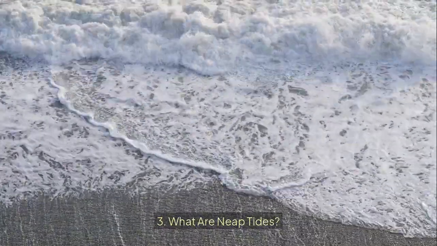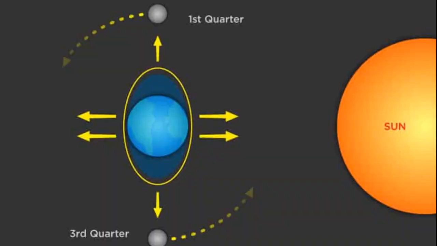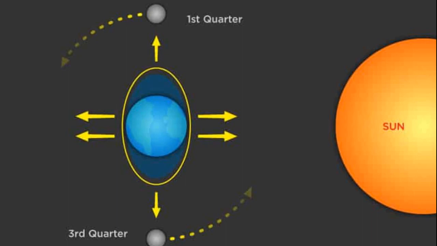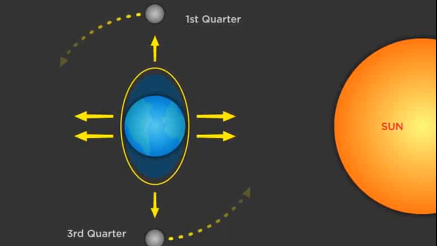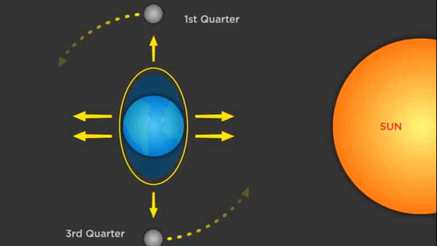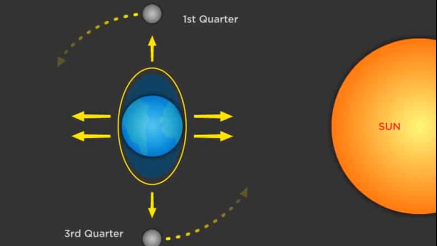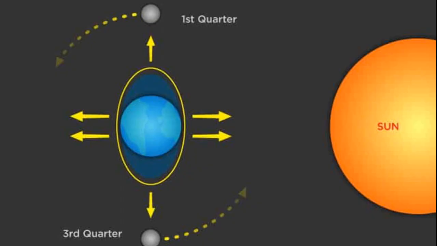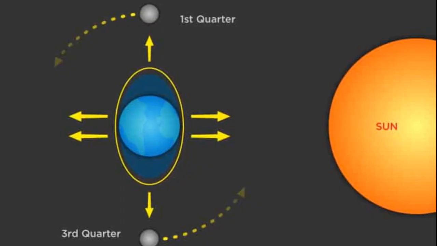So, what are neap tides then? Neap tides are weaker tides, where the water doesn't rise or fall as much. Neap tides also happen twice a month, but this time when the moon is at a right angle to the earth and the sun. What do you mean by that? During the first quarter and third quarter of moon phases, making a 90-degree angle.